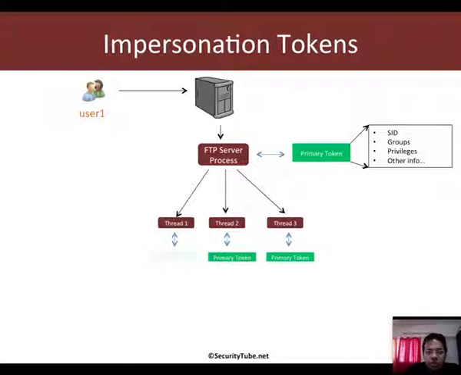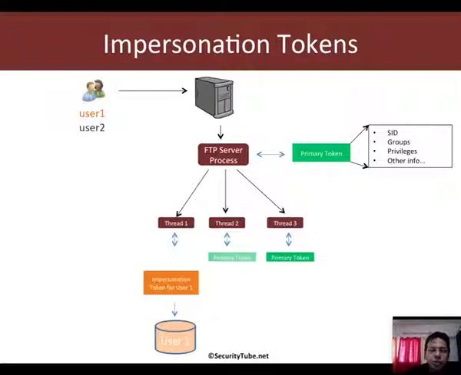User 1 logs on to the FTP server and an impersonation token is assigned to the thread in the FTP server process which is servicing user 1. So what happens is the FTP server process either creates a new thread or uses the user credentials to get an impersonation token for user 1. Now, using that impersonation token, the FTP server process thread can access any resource or do any operation which user 1 is allowed to do on the system.